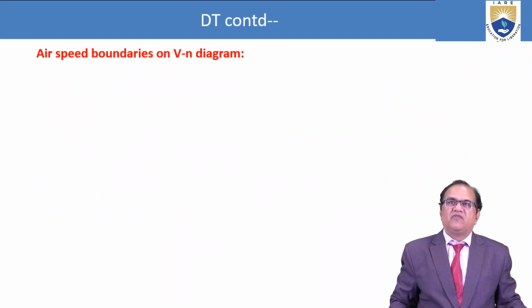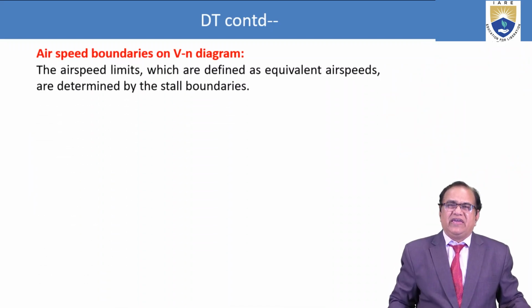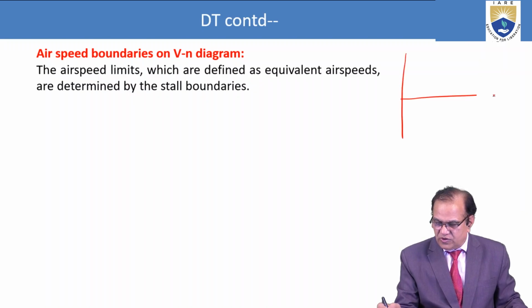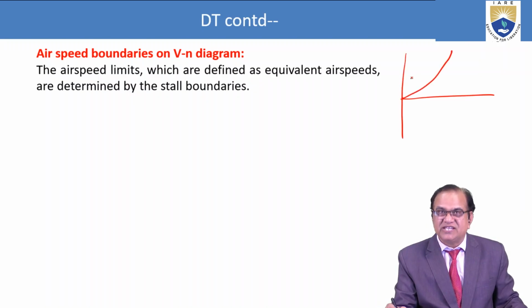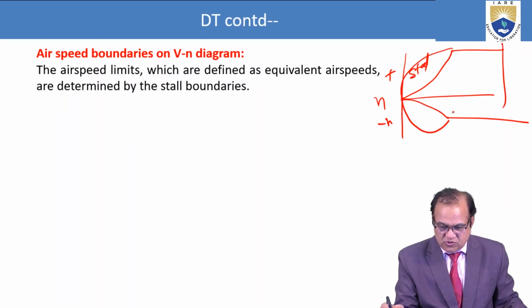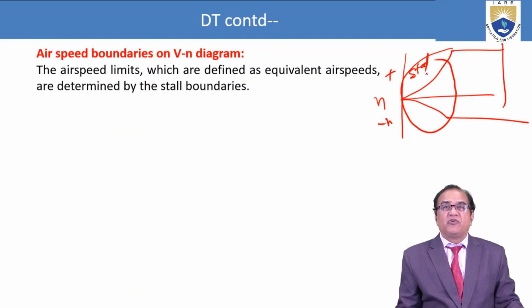Airspeed boundaries on the VN diagram. The airspeed limits, which are defined as equivalent airspeed, are determined by the stall boundary. I have shown you just now here, these are the airspeed boundaries. It is happening due to the stall for the positive and for the negative load factor like this. So this zone is your speed boundaries.